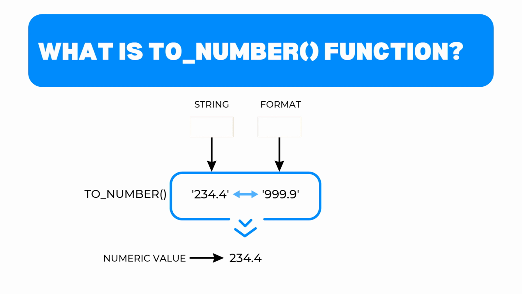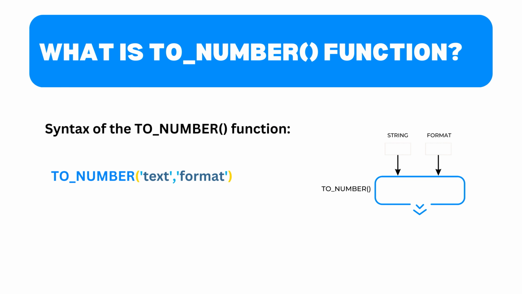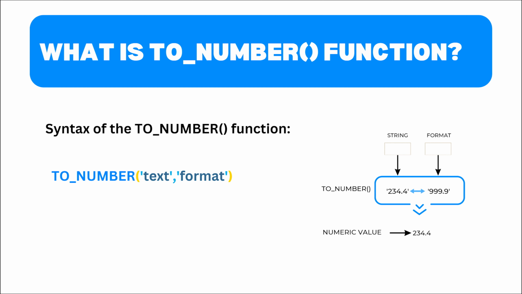Let's take a look at the syntax of the to_number function. Within the function we provide two arguments, text and text format. The first argument text represents the string we want to convert to a number. The second argument text format specifies the format of the string we are converting. It's optional, but including it helps PostgreSQL understand the string structure. Now let's explore some practical examples to grasp the concept better.